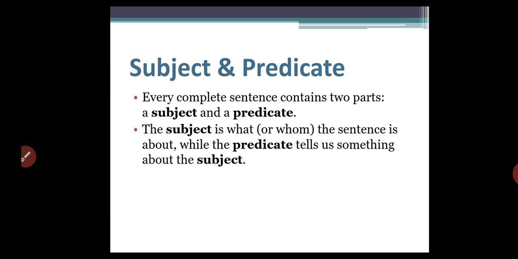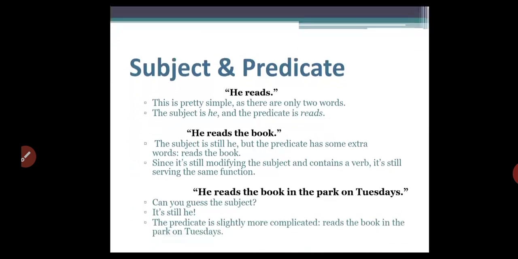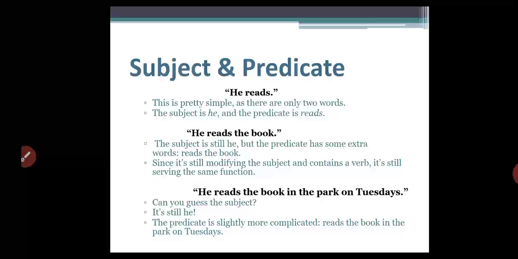Okay. So, what is a subject and what is a predicate? First thing is, subject and predicate is something related to a sentence. A sentence is divided into two portions, and that is what you call a subject and a predicate. Every complete sentence contains two parts, a subject and a predicate. Subject is nothing but what or whom the sentence is all about, while predicate tells us something more about the subject.